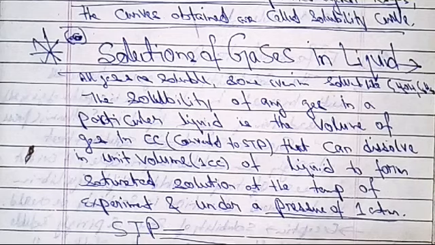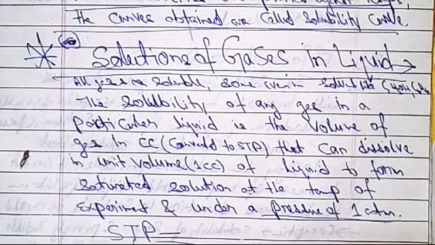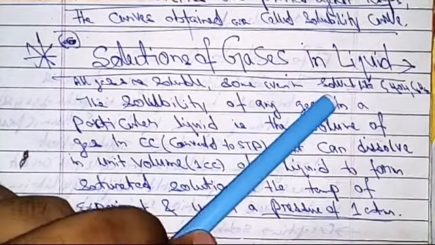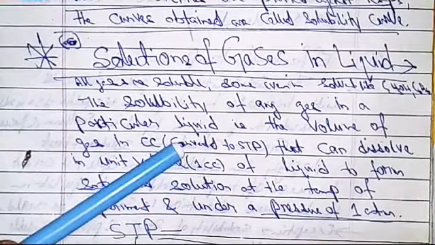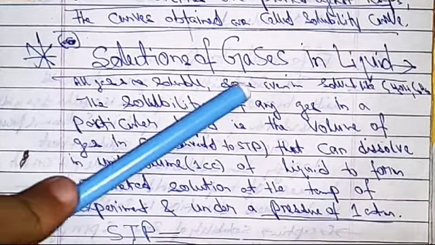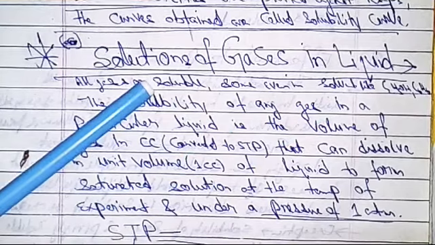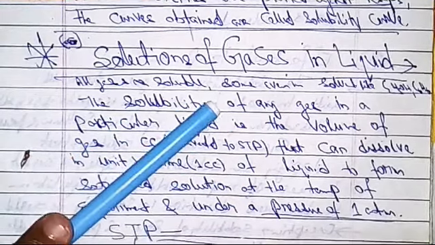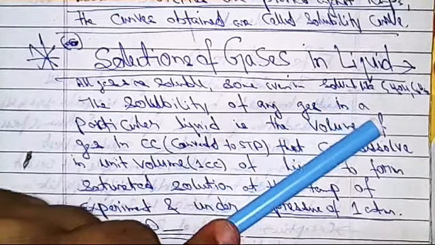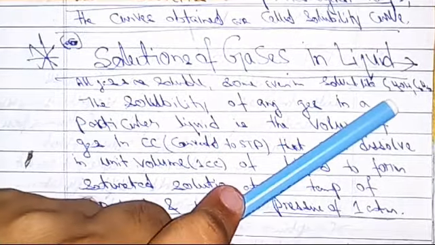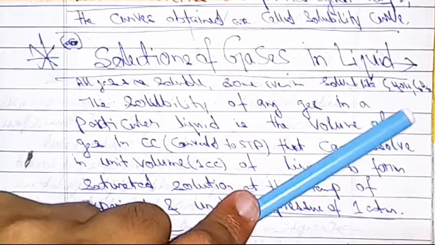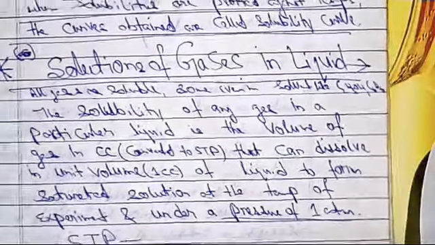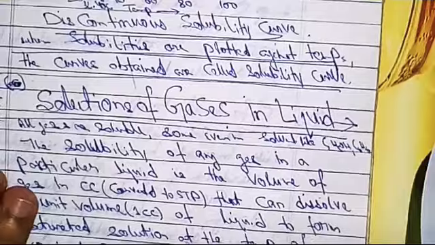Now we have the next topic, that is the solution of gas in liquid. First we have seen the solubility of solid in liquid. Now we are going to see the solubility of gas in liquid. All gases are soluble, some even in solvents like alcohol and benzene, C2H5OH and C6H6. They get dissolved there also.